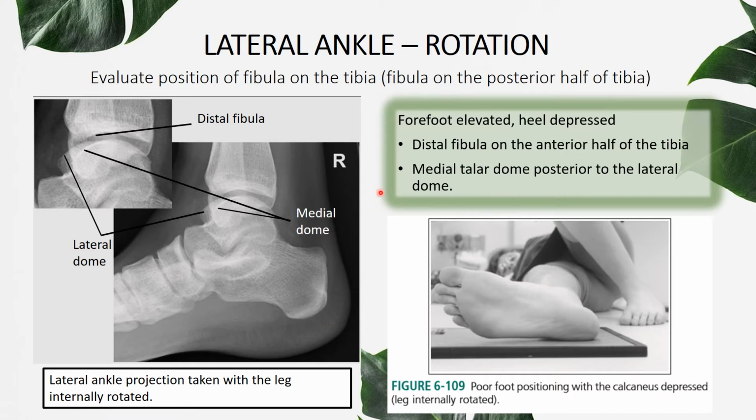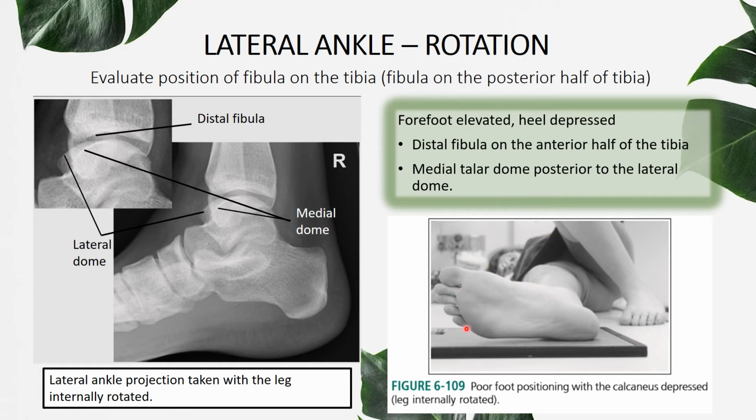Okay, this is the rotation for the lateral ankle. We must evaluate the position of the fibula and tibia. For an internally rotated foot, the fibula is seen on the anterior half of the tibia. The correct positioning is the fibula on the posterior half of the tibia. In this radiograph, the fibula is seen anterior on the tibia, so this foot is internally rotated.